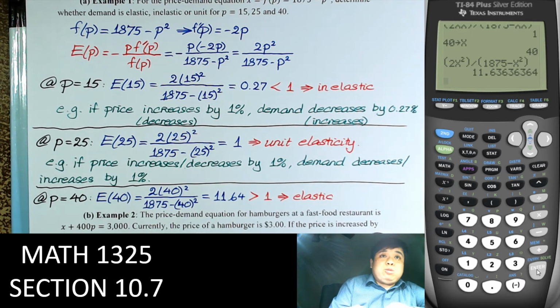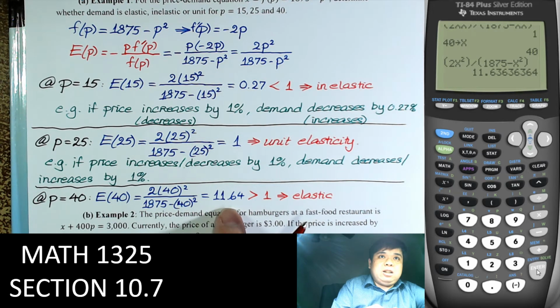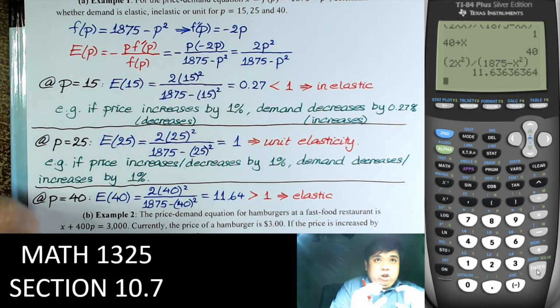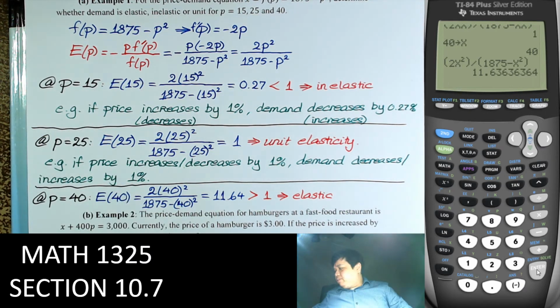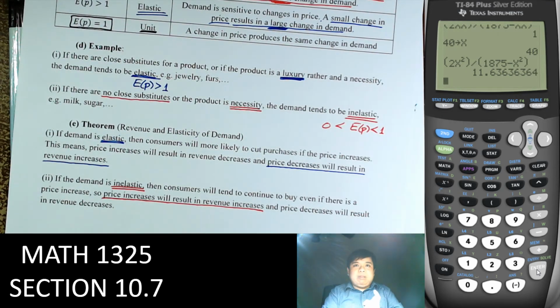I run out of space here, but it says if the price increases by 1%, the demand will decrease by 11.64%. So just a very small change in price, the change in demand will change by a lot. Right. Now, let's go back to the theorem we have earlier and think about this for a moment.